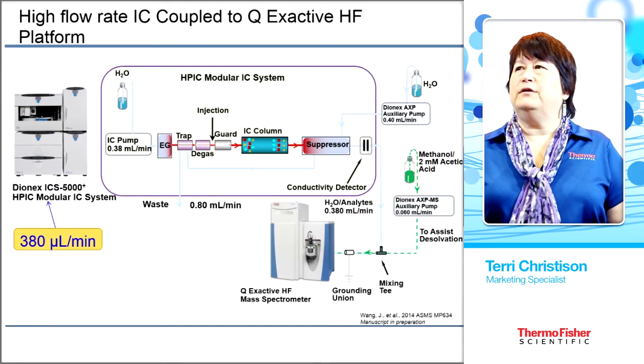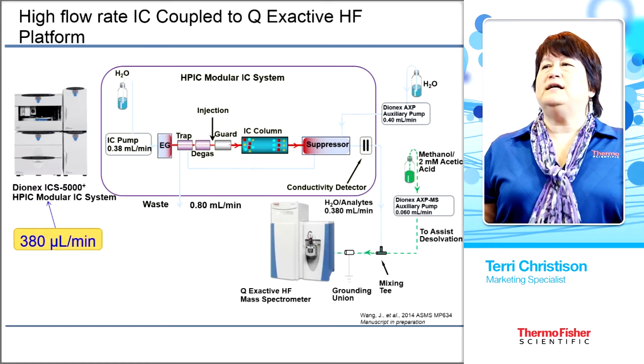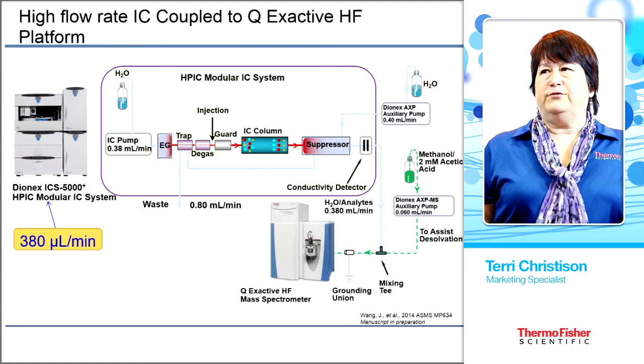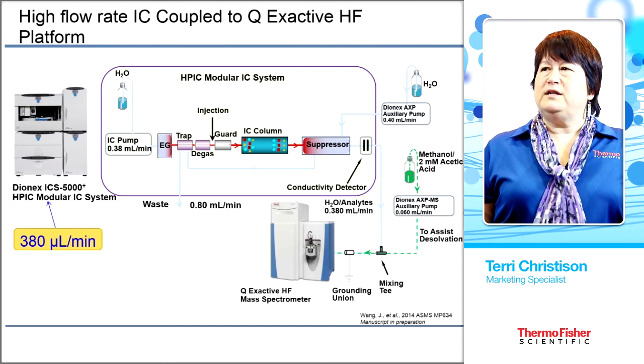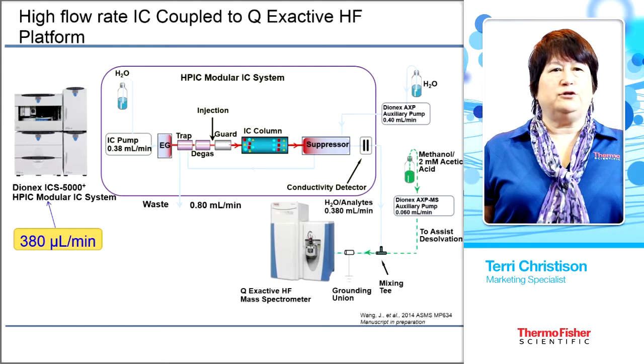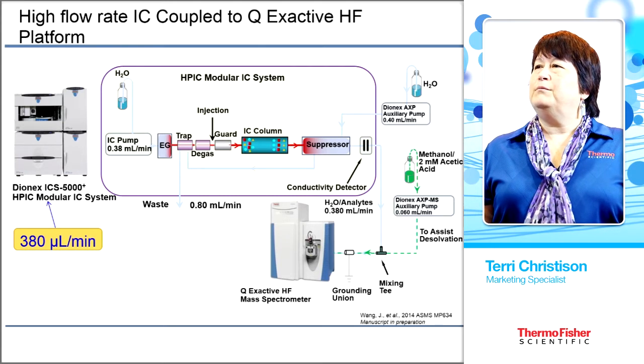Let's talk about the flow diagram. As you can see here on the left is the ICS 5000 HPIC modular IC system. This system can be modified in many different ways for many different applications. We selected this because of its flexibility as well as its high pressure capabilities. And in the box is the modular system.